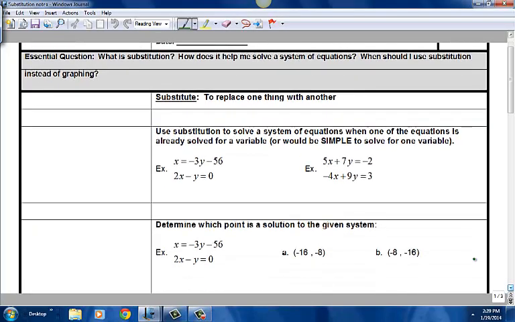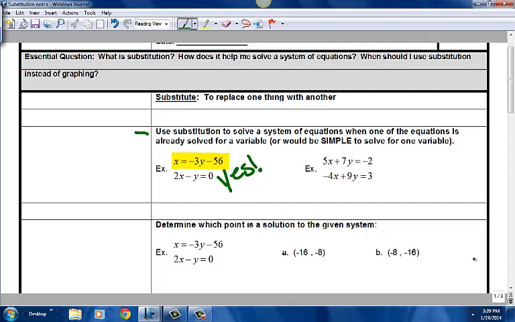Take a look at this right here. You use substitution to solve a system of equations when one of them is already solved for a variable, or if it would be really simple to solve it for one variable. For example, example 1 right here. This would be a good opportunity to use substitution because x is already solved for right there. It's all by itself, so I can just take the rest of the stuff and plug it in for x and get on with my business.